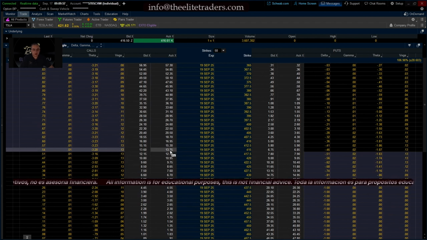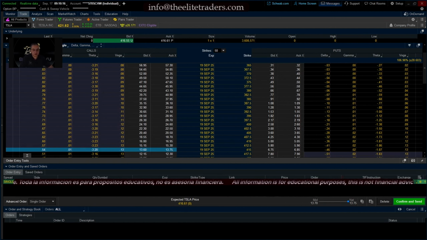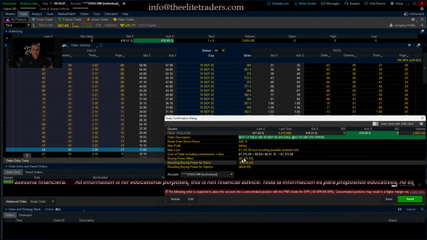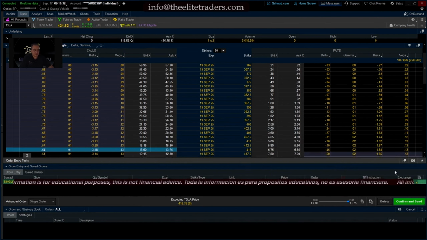If I were to click on this 13.75 at the 415, it's telling me that I'm buying one contract of Tesla with an expiration date of 19 September 2025, the strike price, meaning the price that they have to give me stock at if the contract expires with value. In the money, out of the money, those are things that will also have to be talked about. I'm going to be paying $13.75. That means this is costing me $1,375, and I will be controlling, in theory, 100 shares of stock.